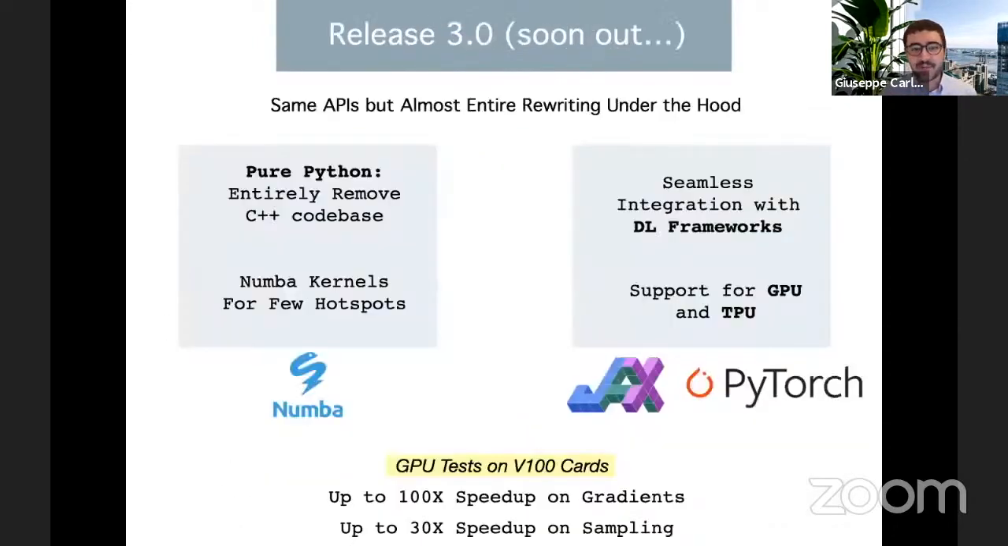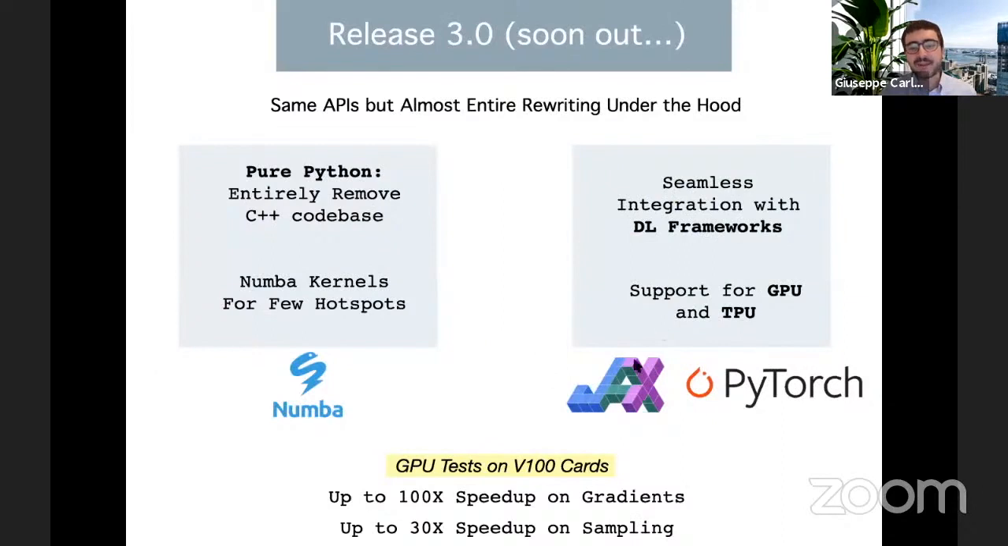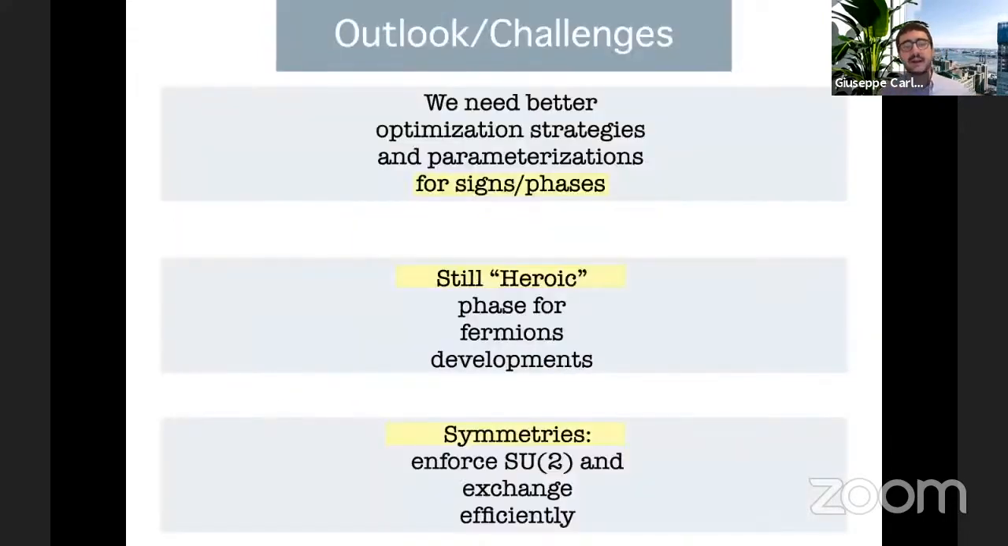So very quickly, we have this software, which is called NetKet, where some of these things are implemented. I invite you to have a look at this. And just as a short announcement, in version 3.0, which will come out soon, we will also have support for JAX and other frameworks like PyTorch to represent these complex valued wave functions, which are not always easy to represent with standard frameworks. And again, we've somehow bridged this gap, and this is one of the ways to do that. And if you are interested, you can certainly have a look at our page.